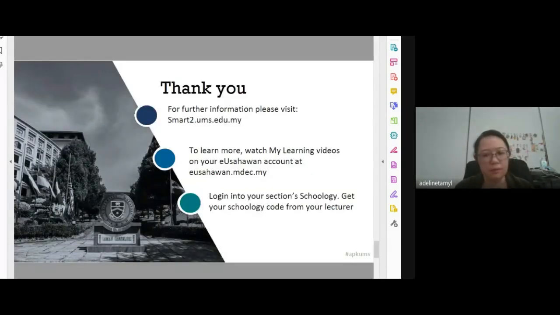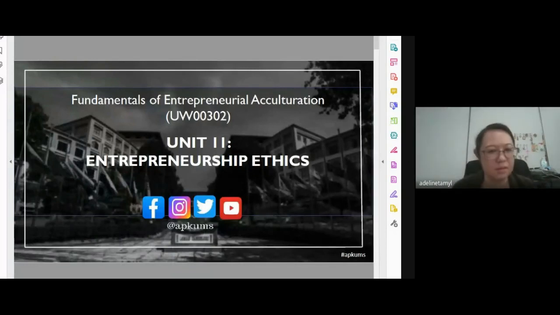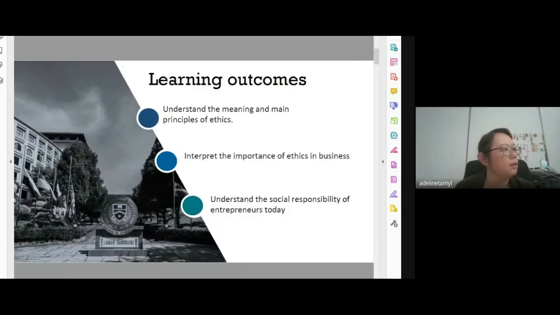Okay, then we have time for the final topic. The final topic is entrepreneurship ethics. So please take note that ethics is something the company should have when they are doing business. So in this topic, we are trying to see what the main principles of ethics are, to interpret the importance of ethics in business, and to understand the social responsibility of entrepreneurs today.